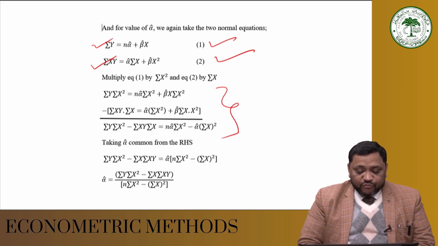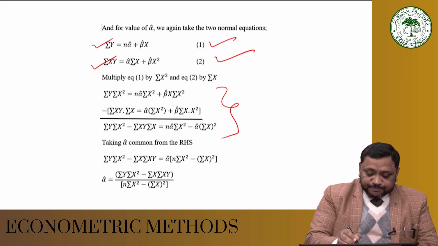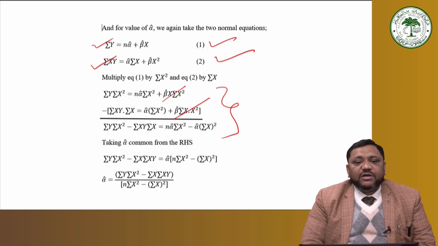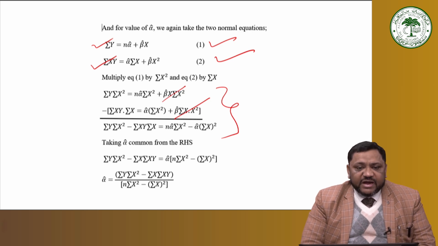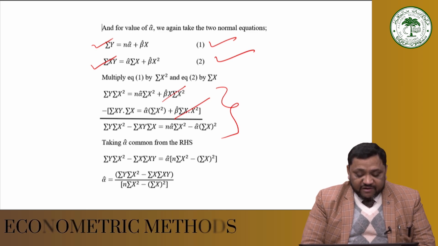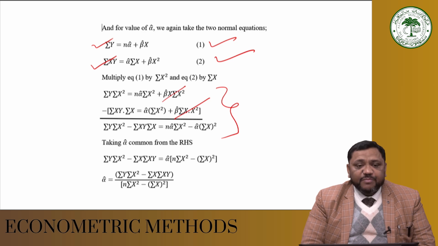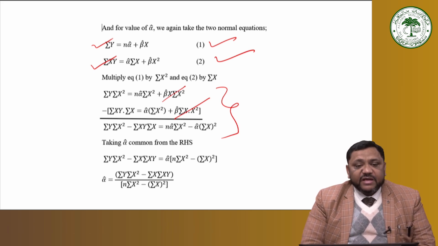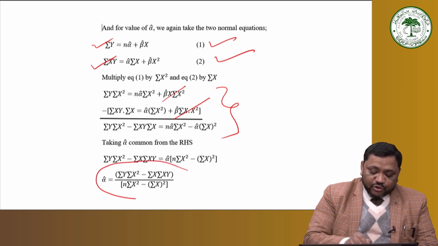Now when we are doing this, this term and this term cancel each other. So we are left with summation y summation x square minus, from the second equation, summation xy summation x is equal to n alpha hat summation x square minus alpha hat summation x whole square. Now from the right hand side we take alpha hat common. Upon taking alpha hat common, the final formula for alpha hat turns out to be summation y summation x square minus summation x multiplied by summation xy divided by n summation x square minus summation x whole square.